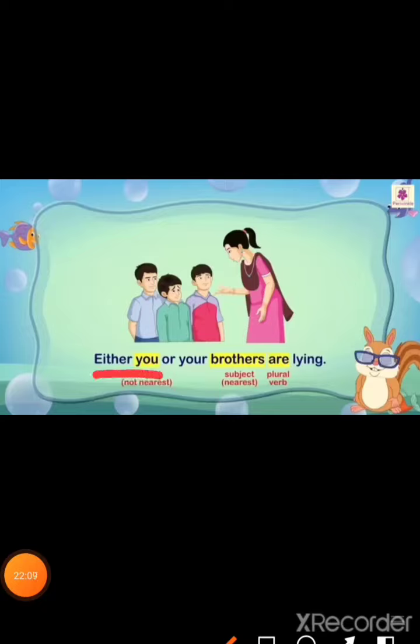So you is the first subject. After that brothers is another subject. You and brothers. So which one is nearest to the verb? Brothers. So after that the plural verb will follow. Okay. So it will be are. Either you or your brothers are lying, because brothers is the nearest to the verb. So that is why are.